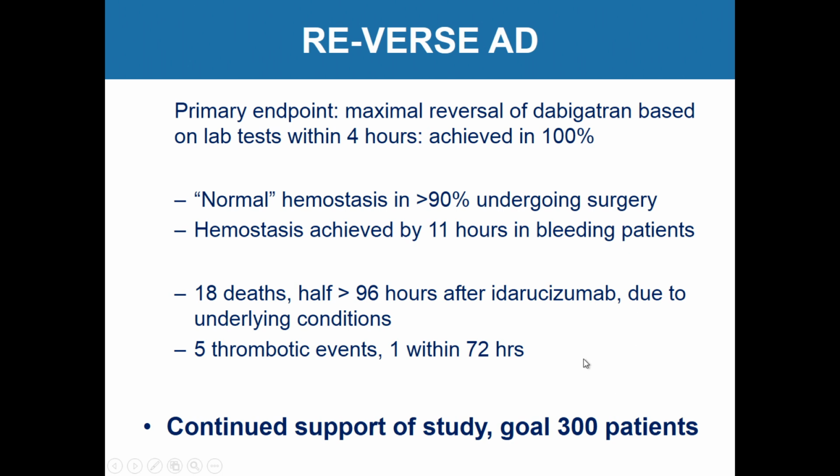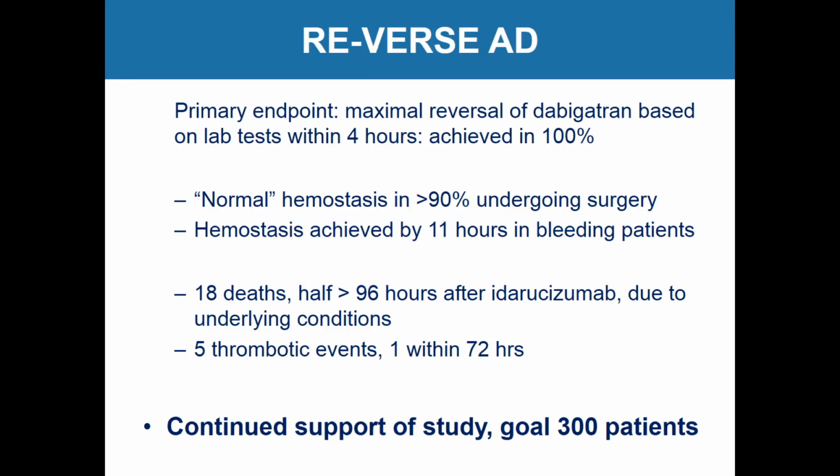Normal hemostasis was seen in Group B in over 90% of those patients undergoing emergency surgery. And in those patients who presented with bleeding, hemostasis was felt to be achieved within 11 hours. This endpoint is somewhat difficult to measure. Now, there were a number of deaths in this study, but half of the deaths were felt to be due to the underlying condition or to the bleed itself, and not related to the idarucizumab. There were 5 thrombotic events in these patients. However, these were in patients in whom anticoagulation was not restarted.